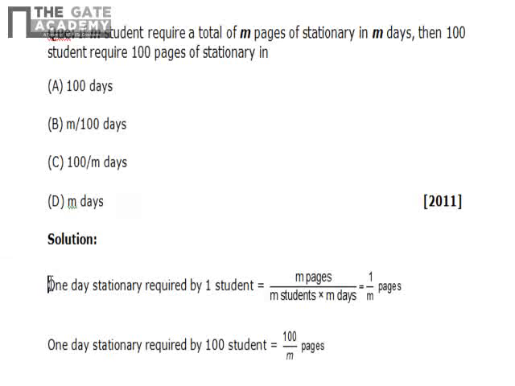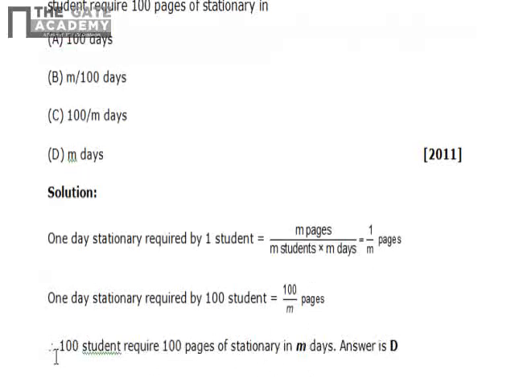So 1 day stationery required by 1 student is equal to m pages upon m students into m days, that is 1 by m pages. So 1 day stationery required by 100 students is 100 by m pages. Therefore 100 students require 100 pages of stationery in m days. Answer is D. Thank you.